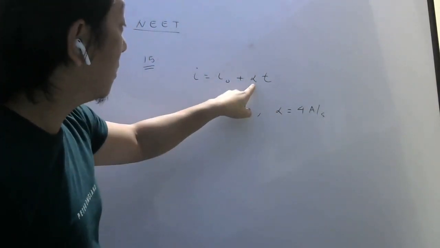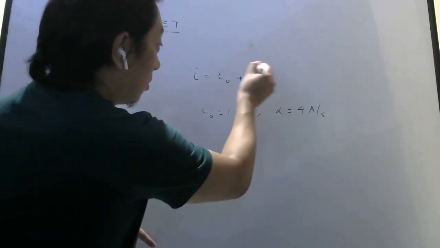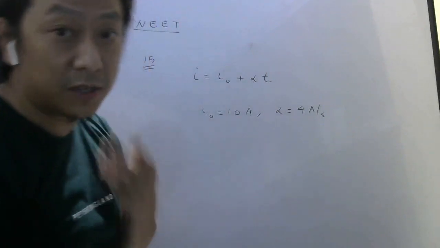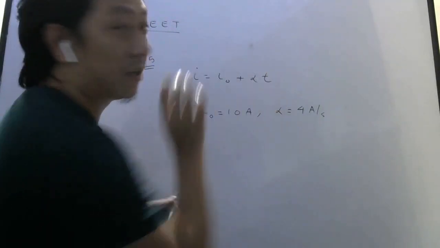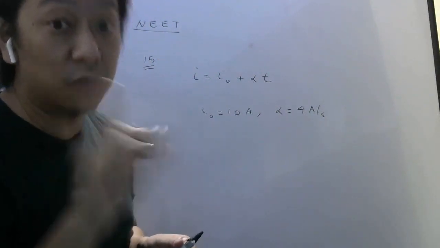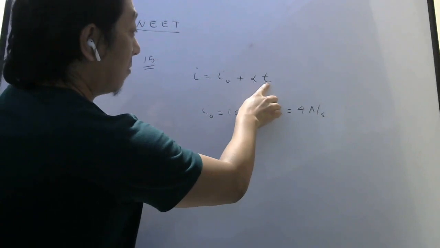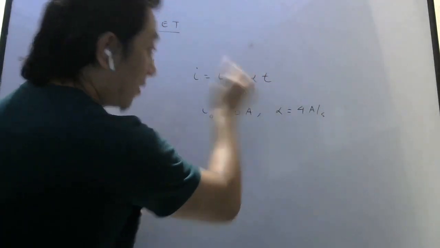Simple. This is current, so this must be current, and this also should be current. From the units and dimensions chapter you know that current can be added with current. When two quantities are added, they should have the same dimension and unit. Since this is time, but you want this to be ampere, so this must be ampere per second.